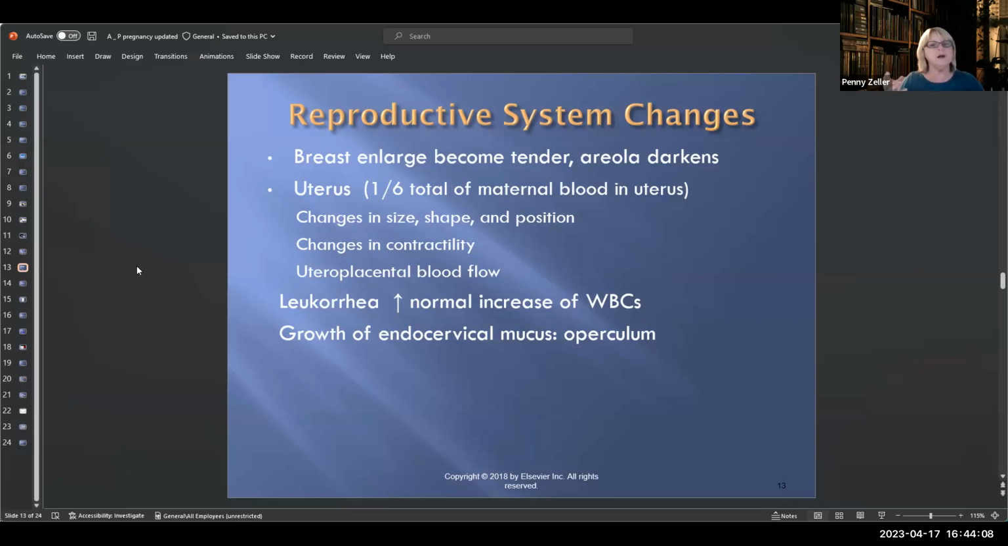And so that blood flow between the uterus and the placenta is huge. During pregnancy, 1/6 of the total maternal blood volume in the whole body is actually in the uterus. That just tells you how important blood flow is, because good oxygenated blood to that fetus is very important. Normally during pregnancy, white blood cells go up a tad. There's going to be more white blood cells in the urine as well.